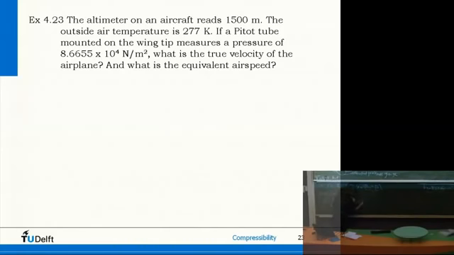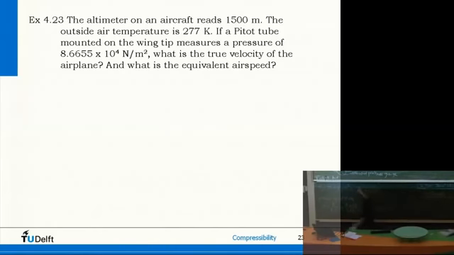8.456 times 10 to the power 4, divided by R 288, temperature given 277. So then we find the density to be 1.064 kilograms per meter cubed.